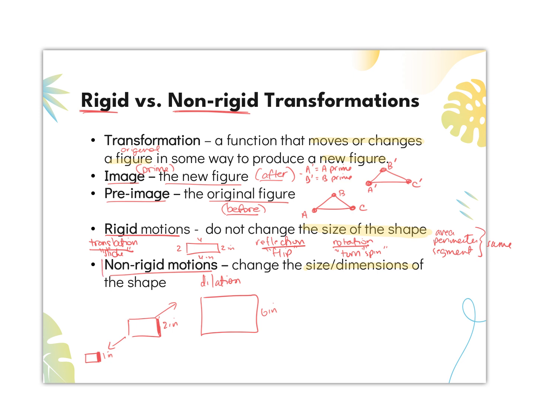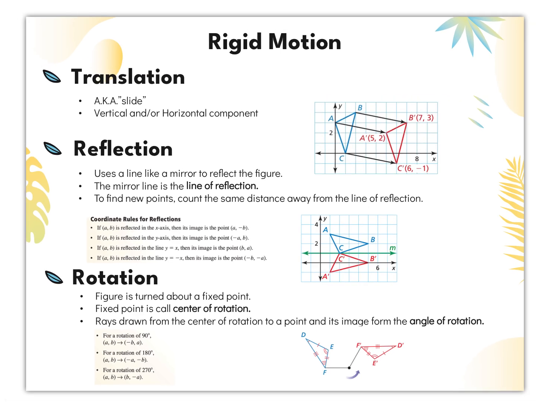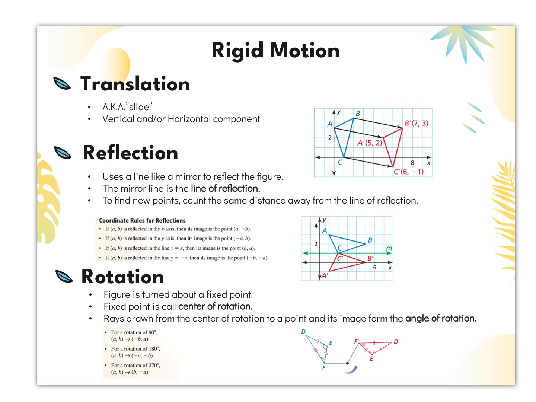Now, we are not going to focus on non-rigid motions. We're going to focus mostly on rigid motions or rigid transformations. So here are the 3 kinds of rigid transformations that we have. The first kind is a translation, which is a slide.